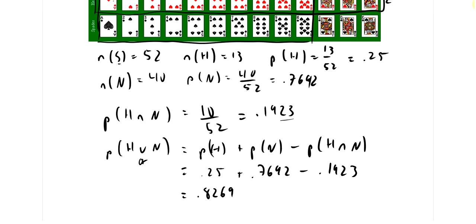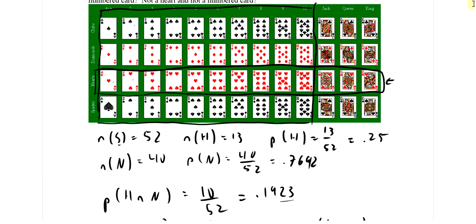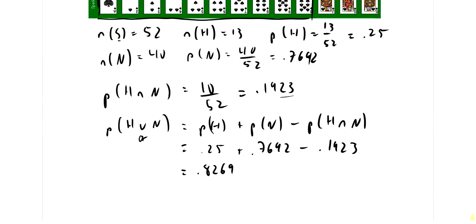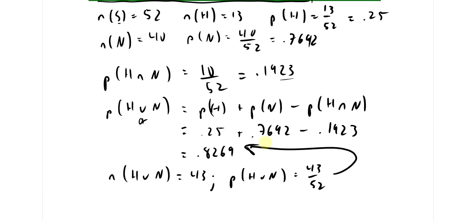You can also do a direct count of that, of course, right? How many cards are either numbered cards or hearts? Well, here's 40 numbered cards. That includes these hearts. And then there's 3 more hearts to account for. So the number of cards that are hearts or number cards is 43. So from a direct count we can say the probability of getting a heart or a number card is 43 out of 52, and hopefully to nobody's surprise, that's 0.8269.